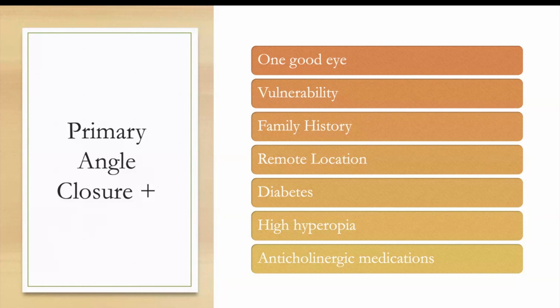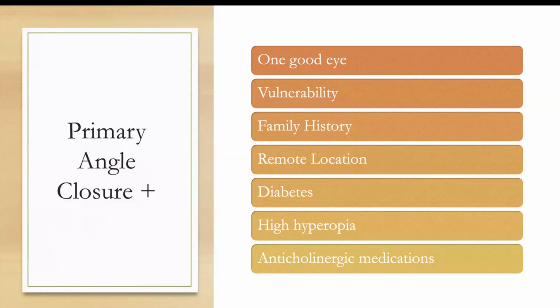Is there a family history of glaucoma and acute angle closure? Do they live in a remote location, and would it take them a while to seek medical attention? Do they have diabetes? The reason with the diabetes is that these are patients who are probably going to have frequent dilation, either because of, for example, the screening program, or they're in medical retina clinics. Are they high hyperopics? Are they more at risk of having an angle closure attack?